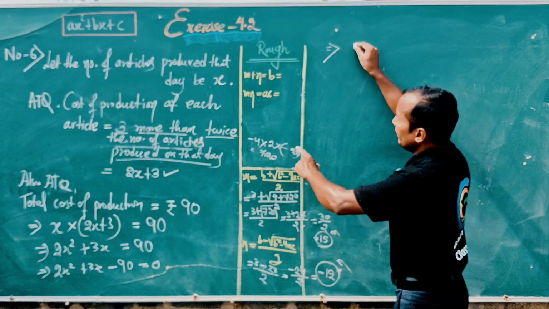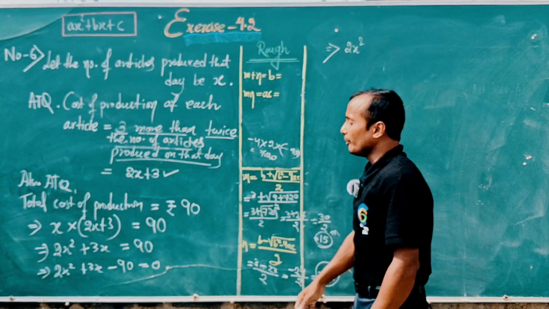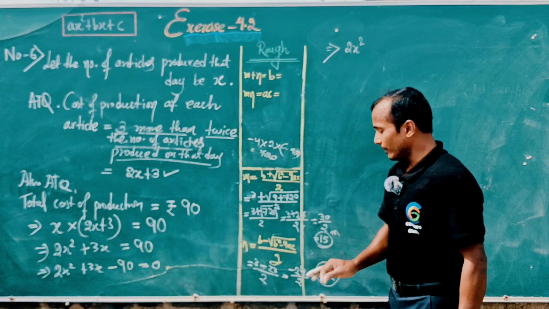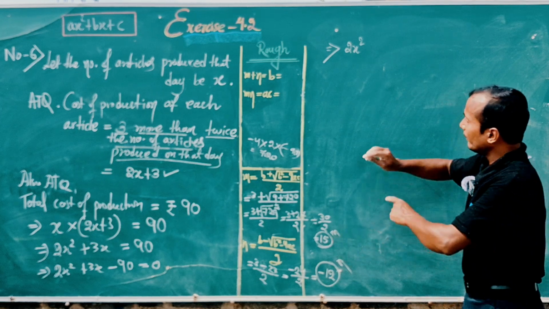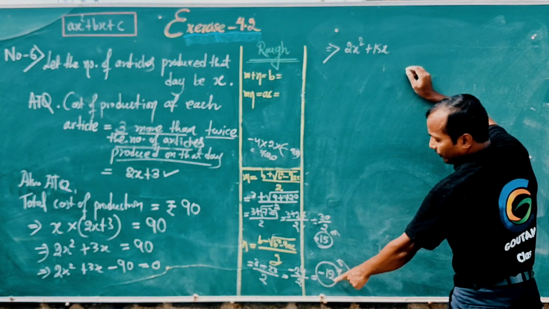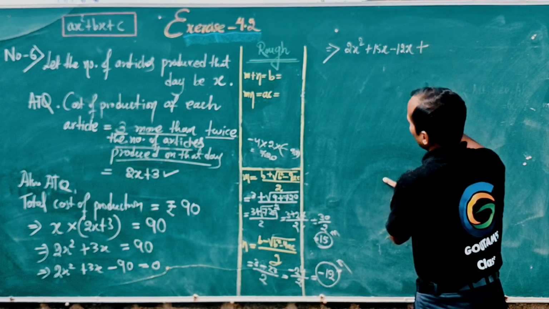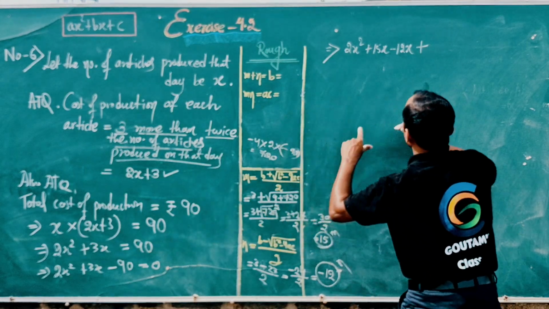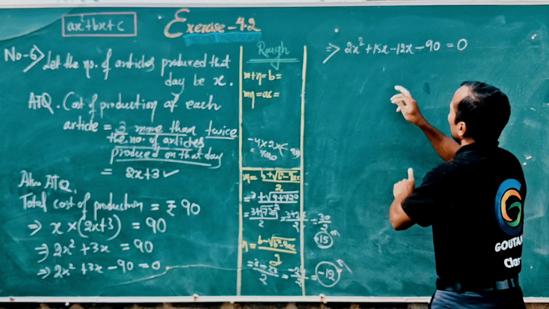Let me write now, copy 2x square as it is, then plus 3x. 3x is the middle term. So in place of 3x, I will write mx plus nx. mx means 15x, plus nx means minus 12x, minus 90 equals 0. We have now 4 terms.